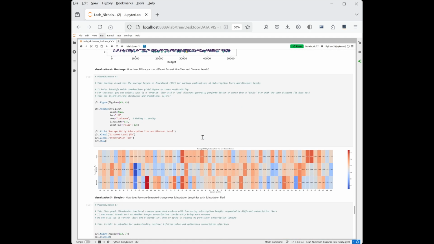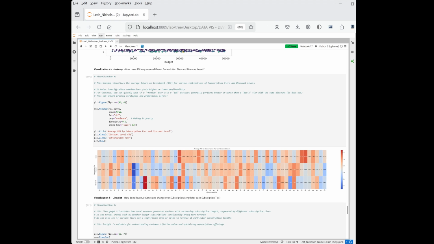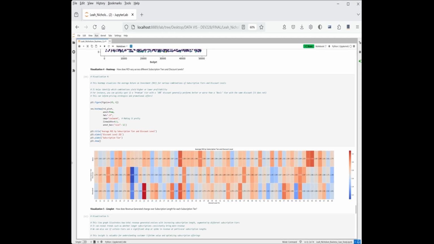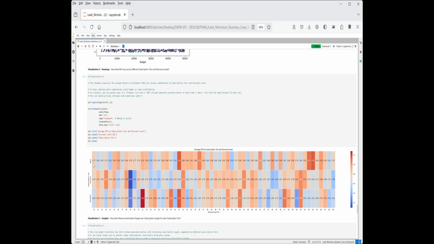I used the heat map, and you can really clearly see the trends a lot more clearly. We've got the color coding on the right here, and then the subscription tiers on the left, and the discount levels down below. So you can quickly reference this and go, okay, is a 10% discount generally performing better or worse than a basic tier with about the same discount? You can see that they're basically about the same, given that their colors are similar, the values are similar.